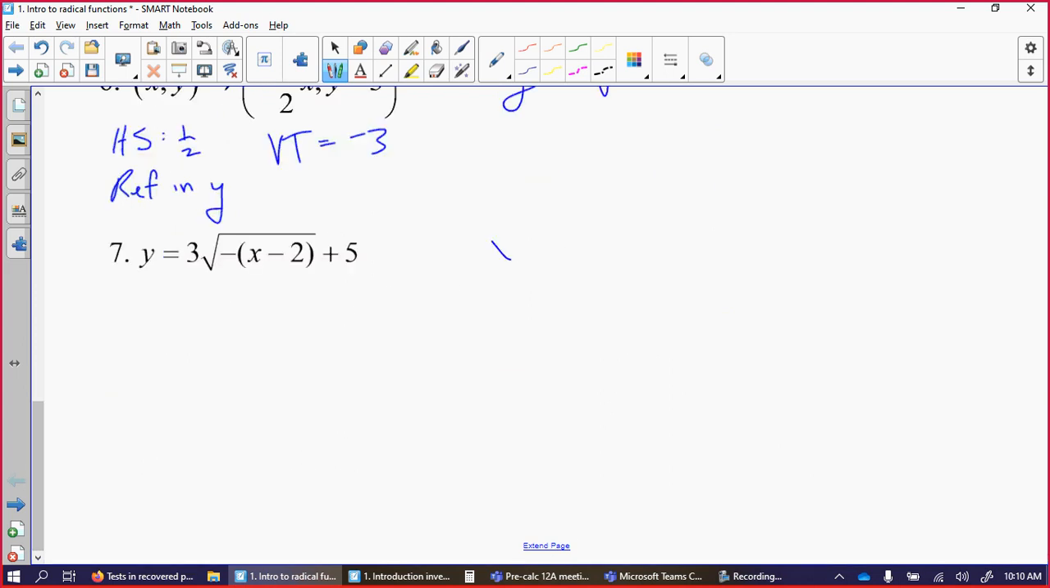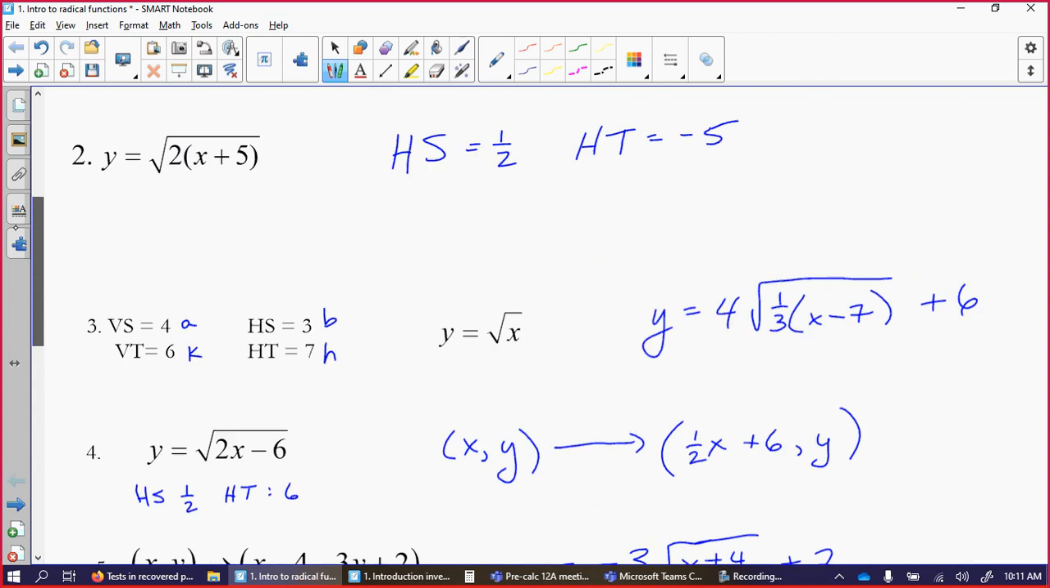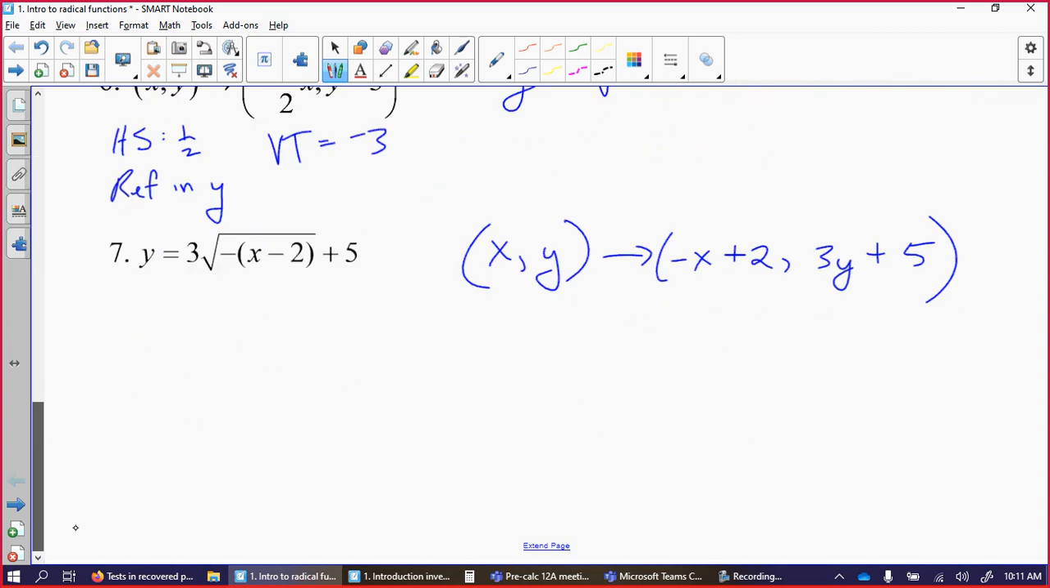Can I do a mapping rule straight from this? The x business goes first. So negative x plus 2, the y part, 3y plus 5. So that is our review connection of transformations.